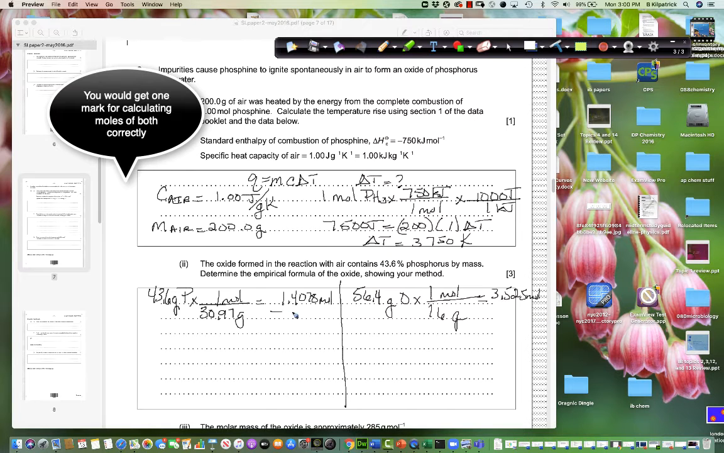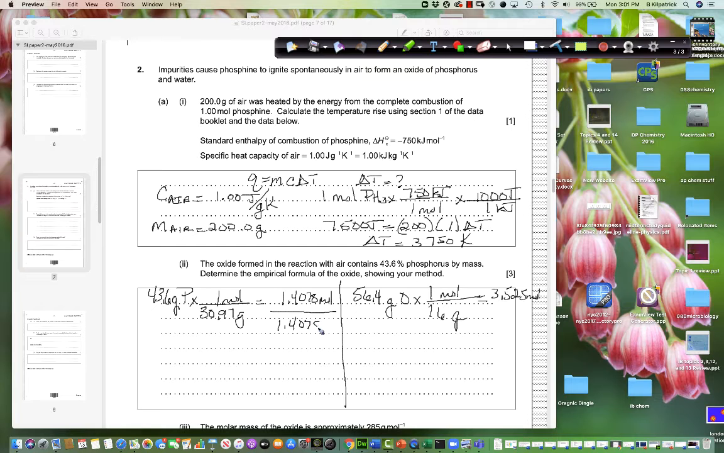Divide by small. So this will be 1.4078 divided by itself, and this would be 3.5 divided by 1.4078. This gives me 1, and this will give me 2.5.